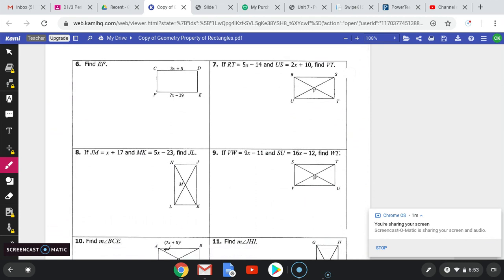So, just like parallelograms, you're going to utilize the properties of rectangles to determine how to solve problems. So if I look at number 6, find EF. Well, look here, based on what they gave me, what do I know? I know opposite sides are congruent. So 3x plus 5 equals 7x minus 39. Let's see, I add 39, I get 44. Subtract 3x, I get 4x. X equals 11. So to find EF, I just plug in 11 for x. And I would get 77 minus 39, which is going to give me 38.